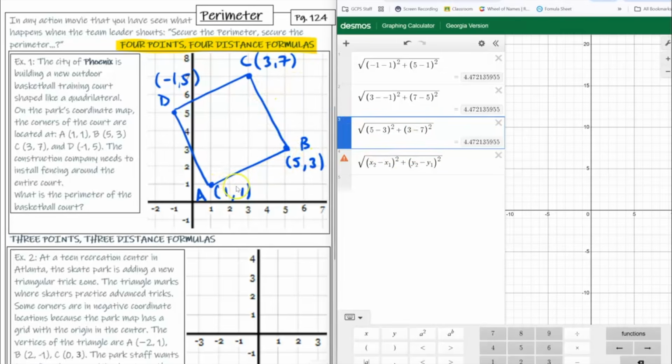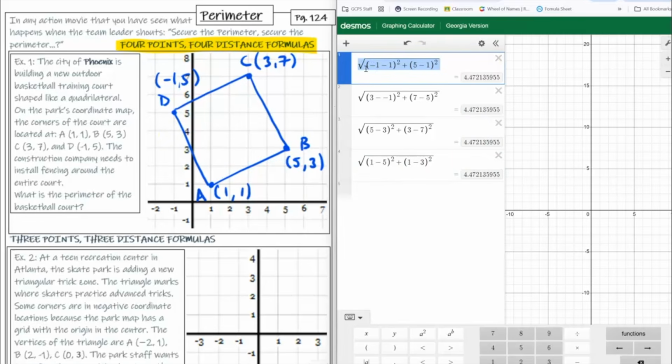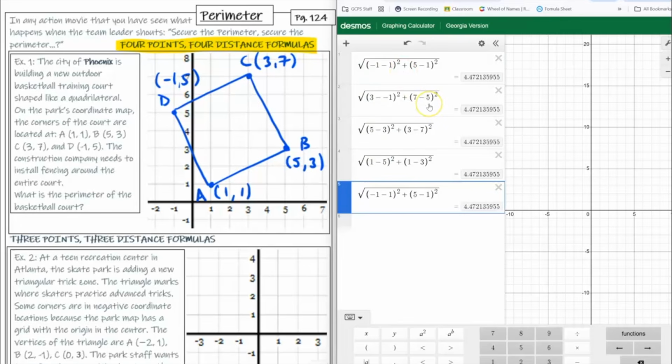And then finally, this one, I'm going to start on this side. So 1 goes with 5. And because I started here, I'm going to start here again. 1 goes with 3. So now this is the distance BA. So I've got all my distances. And what do you notice about it? It is a square. And how do I know it's a square? Because all 4 sides are equal. Now to find the perimeter, I'm going to add this 4 times. Now because it's a square, I can just add them at the same time. So I'm going to copy, paste, and then I'm going to say plus.